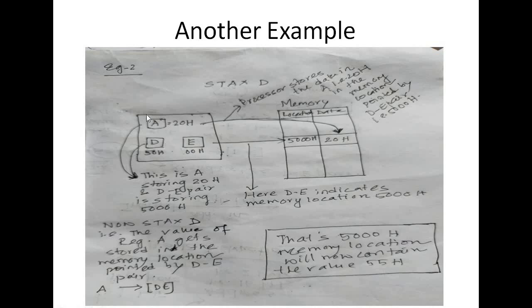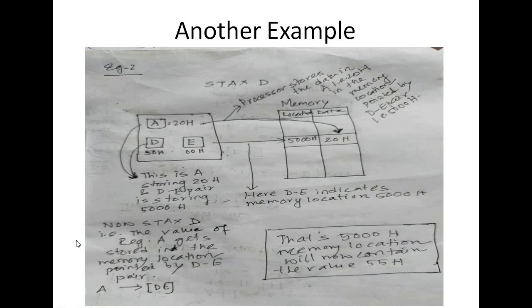Which memory location is indicated by the DE pair? 5000H. So the processor will store the data stored in the accumulator, that is 20H, into the memory location pointed by the DE pair. The data of the accumulator will be stored into the memory location pointed by the DE pair. So 20H will get stored into the memory location pointed by the DE pair. Which memory location is pointed by the DE pair? 5000H.